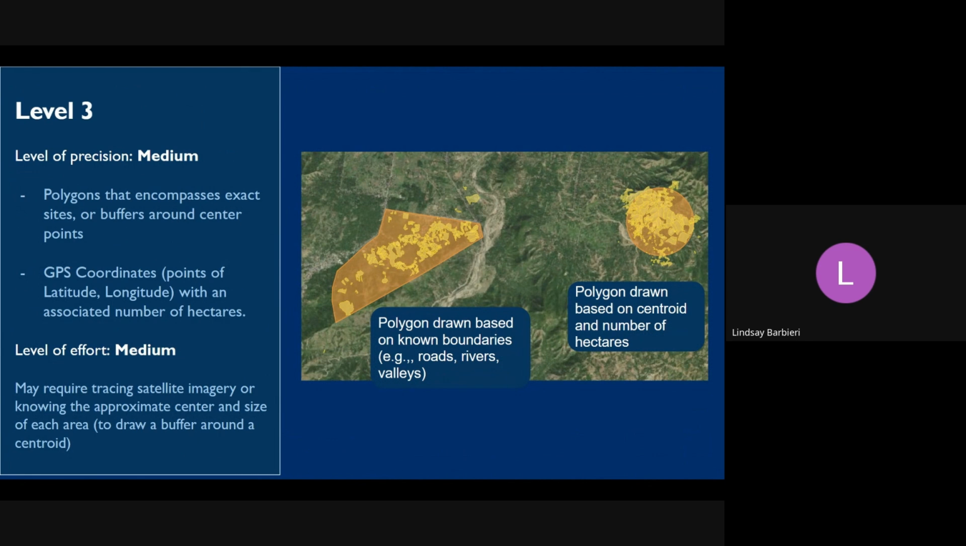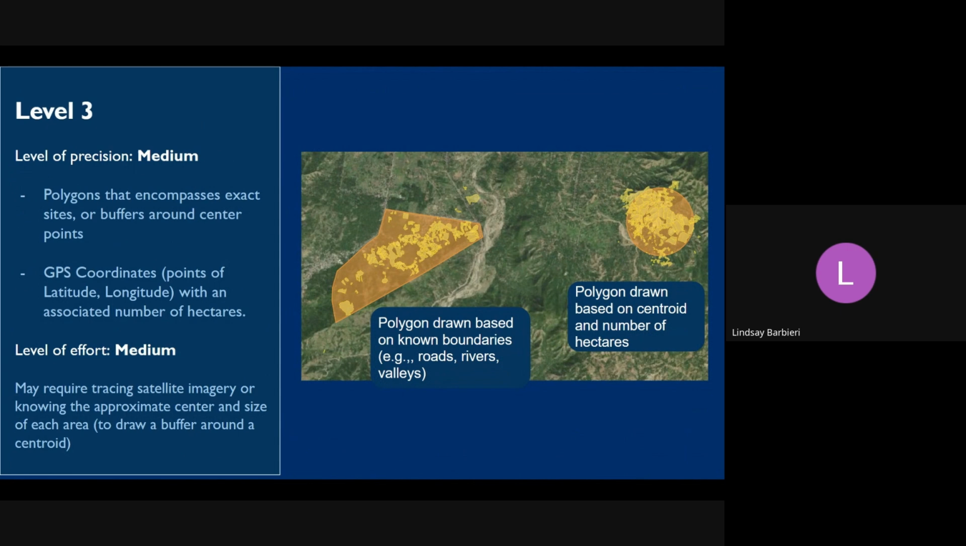And then if we know that a certain number of hectares are associated with an activity that's happening at that centroid, we are able to draw a polygon around that coordinate and assume that we're capturing a decent amount of the appropriate hectares within it. So this is our level 3.